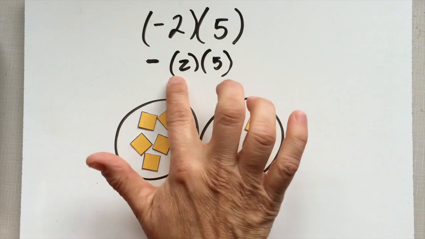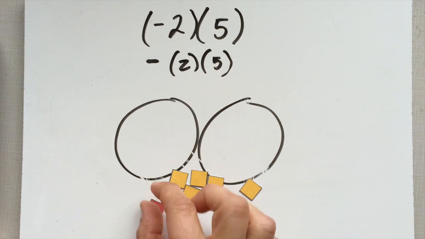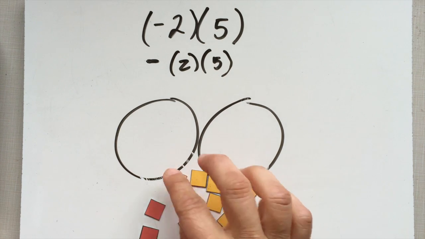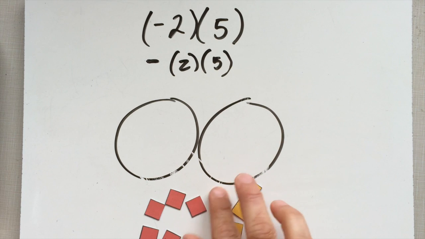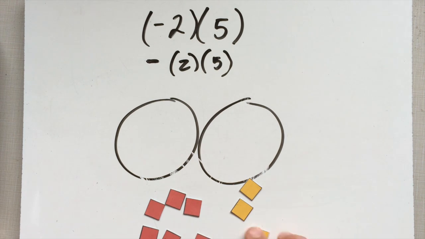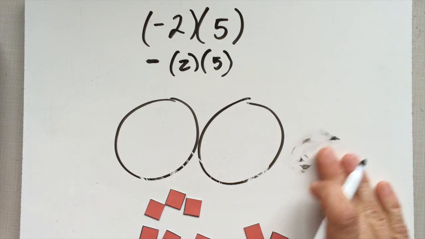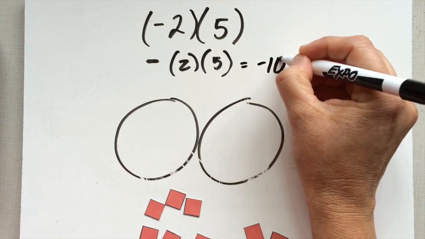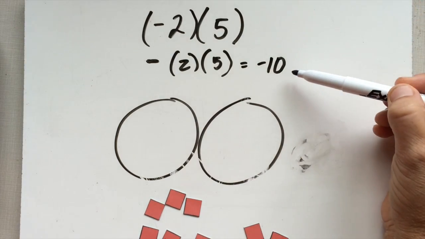So this gives me 10 tiles. The opposite of 10 positive tiles is 10 negative tiles. So I'm going to flip them all over. And my answer is going to be, whoops, let's put it up here, negative 10. So negative 2 times 5 is equal to negative 10.